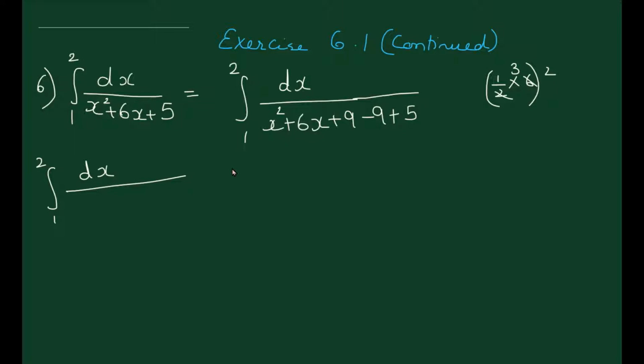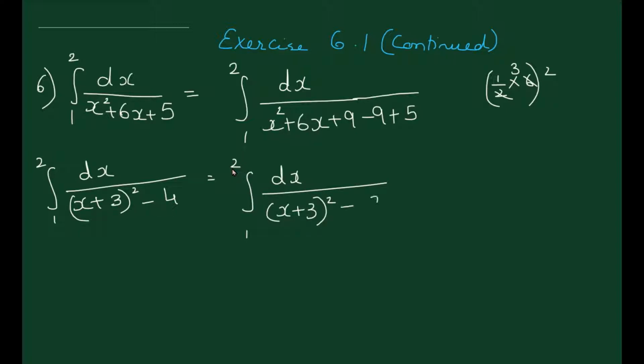Now we take the square root of x square, so we write x. The middle sign is plus in this case. The square root of 9 comes as 3. So x plus 3 the whole square minus 9 plus 5 gives us 4. Next we are going to get the integral from 1 to 2 of dx upon x plus 3 the whole square minus 2 the whole square.